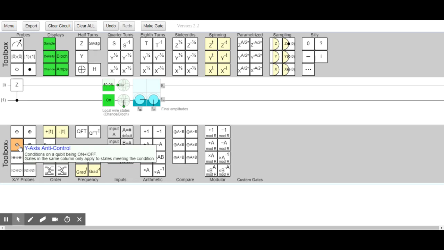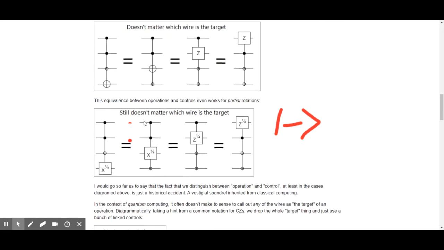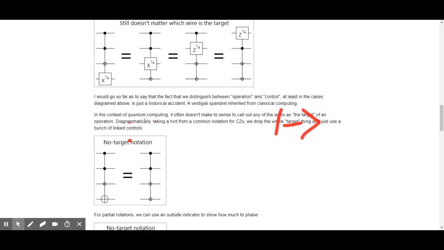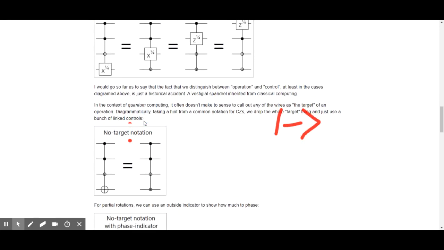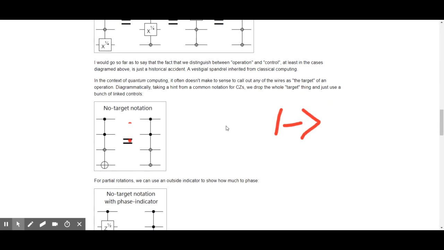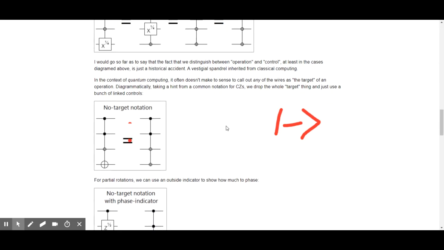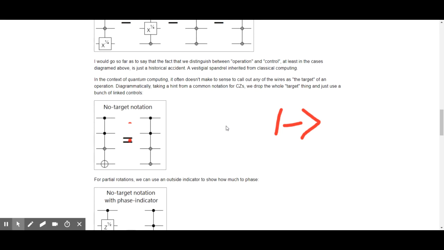On minus E off, on minus, on plus F, okay. I would go so far as to say that the fact that we distinguish between operation and control, at least in the cases diagrammed above, is just a historical accident, a vestigial spandrel inherited from classical computing. In the context of quantum computing, it often doesn't make sense to call out any of the wires the target of an operation, diagrammatically taking a hint from a common notation for control Z. We drop the whole target thing and just use a bunch of linked knots.